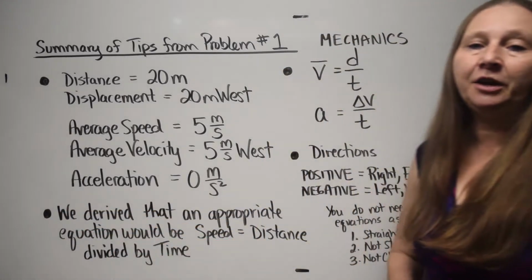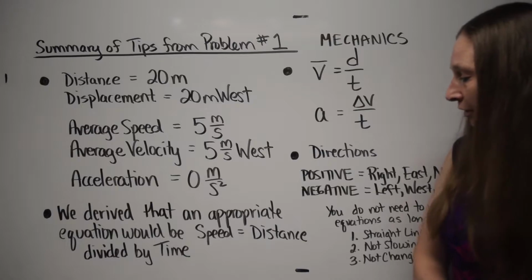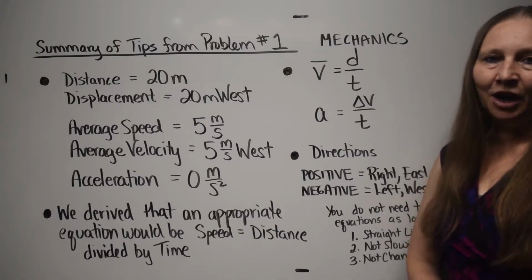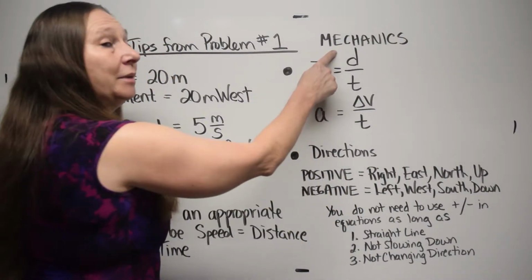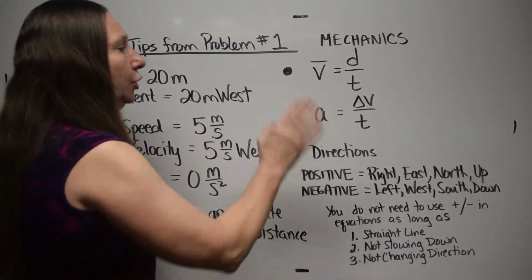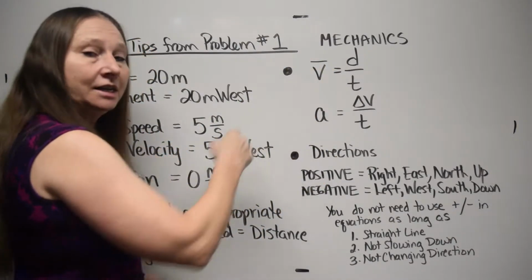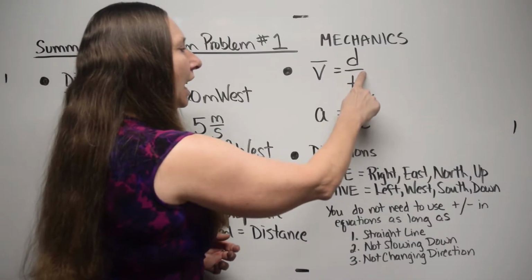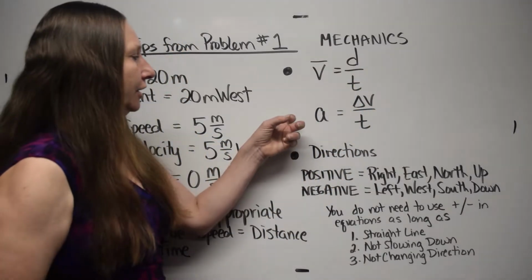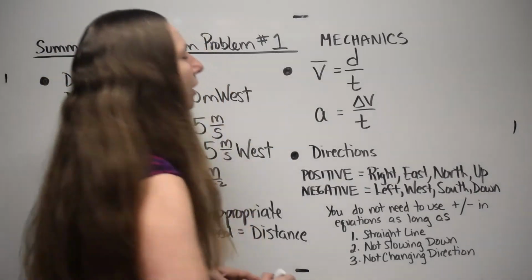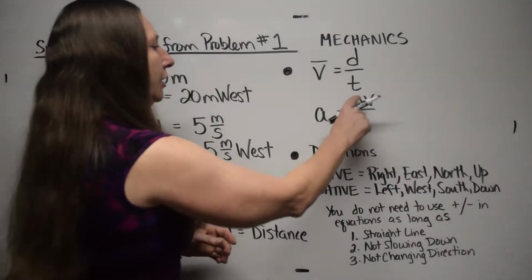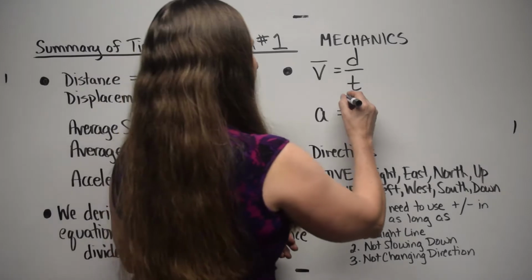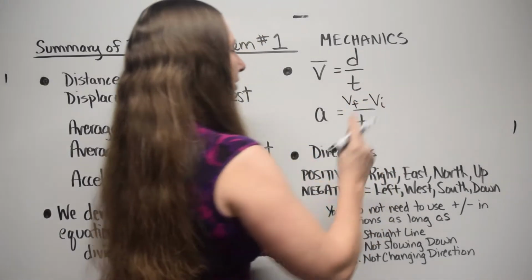We figured out that an appropriate equation would be to calculate the speed, take the distance, and divide it by the time. Now, if you check on the mechanics page of your reference tables, you'll see that the first equation there says exactly the same thing. If you want to figure out the speed, you take the distance and divide by the time. I'd also like you to take a quick look at the second equation on that reference table. a equals delta v over t, and we know that we're not going to write delta v. We're going to write instead v final minus v initial.